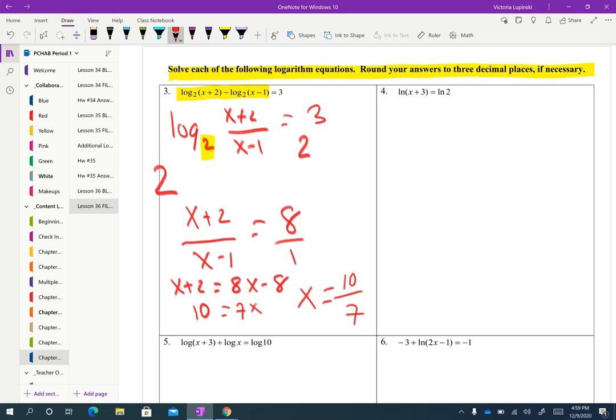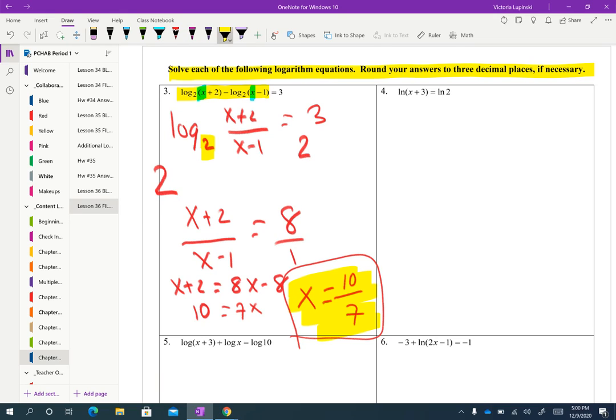In order to confirm that that does work, I would have to go back to the original. Everywhere there's an x, I would have to make sure that it doesn't give me 0 or a negative. So 10 sevenths plus 2 is safe. And 10 sevenths minus 7 sevenths is also safe, which means my answer is exactly 10 over 7. And again, I think that's an example of one you would certainly leave, but if you wanted to round it to 3 decimal places, by all means.